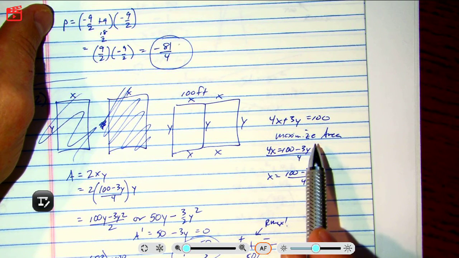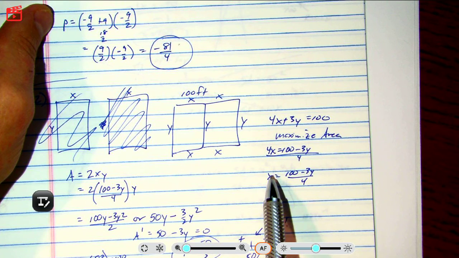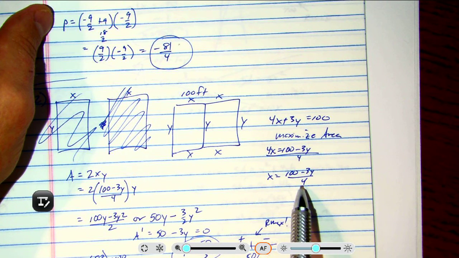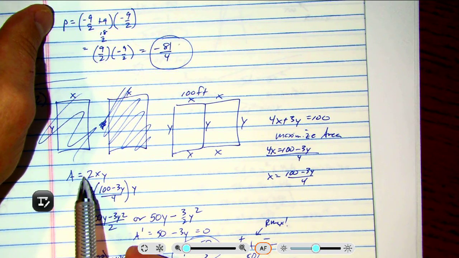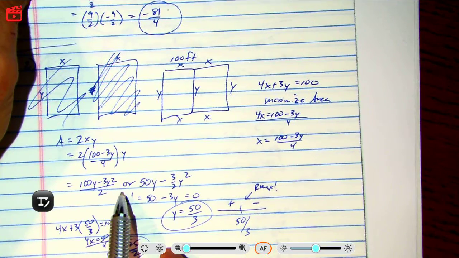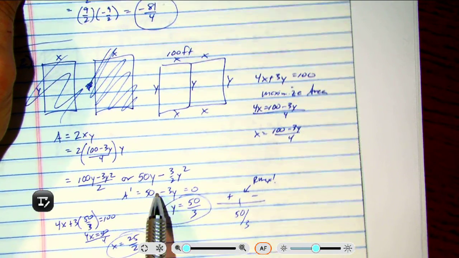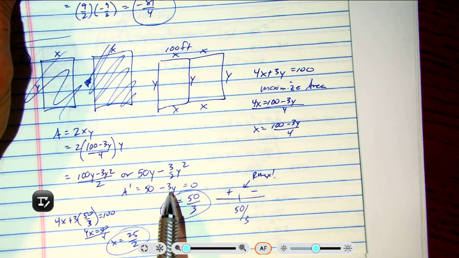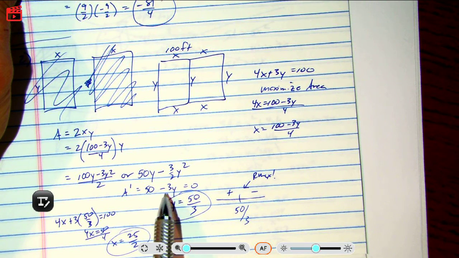Solve for one of the variables over here. I solve for x. It's 100 minus 3y divided by 4, and then plug that in for x right there. Multiply it and simplify, and then you get this is your area right here. The derivative of this becomes 50 minus 3y.